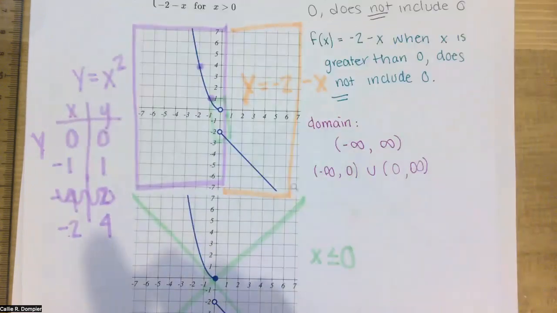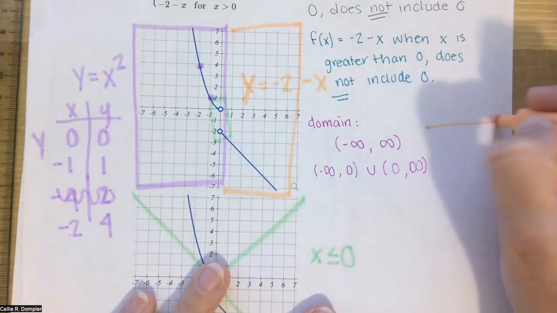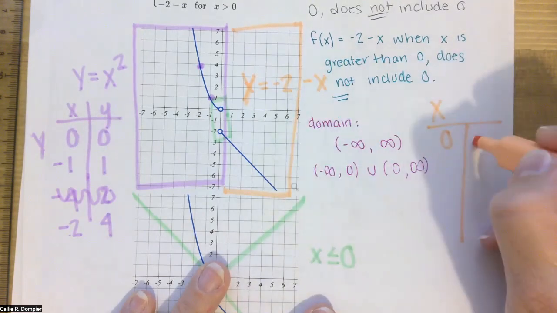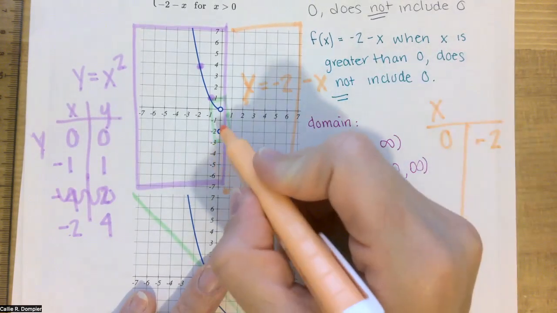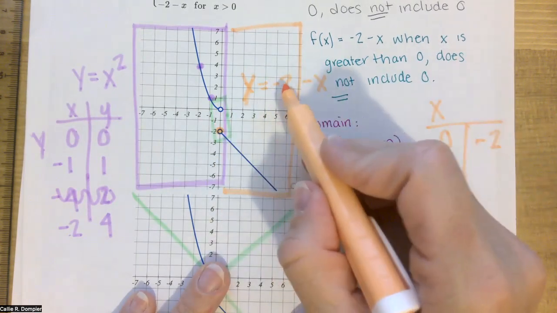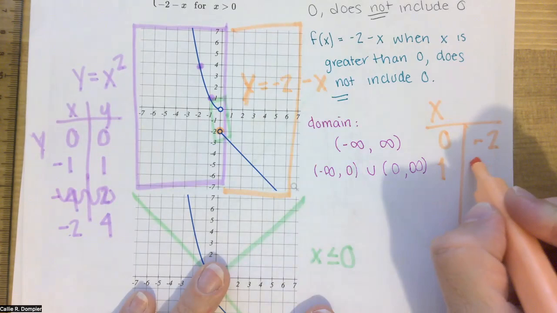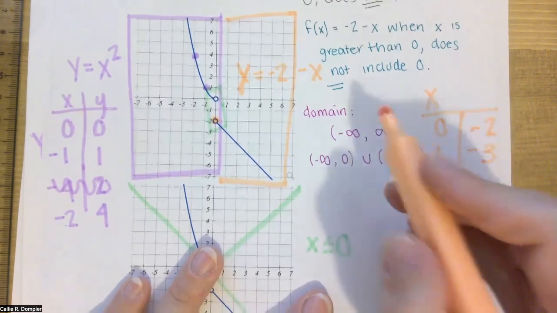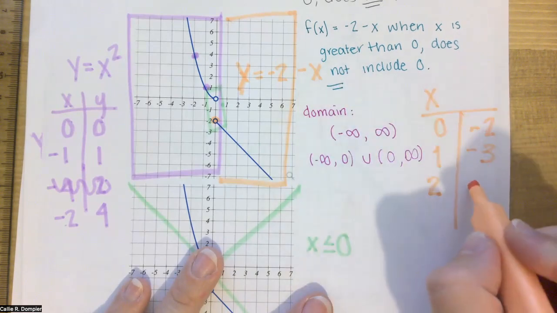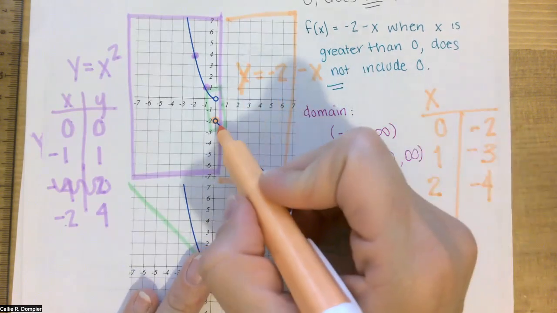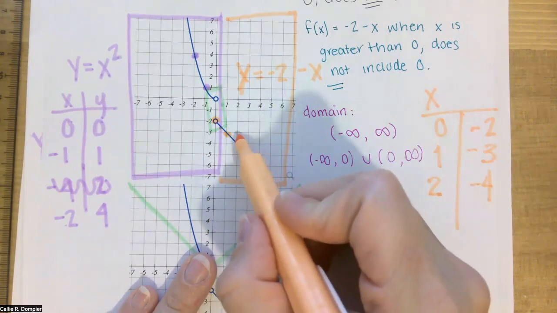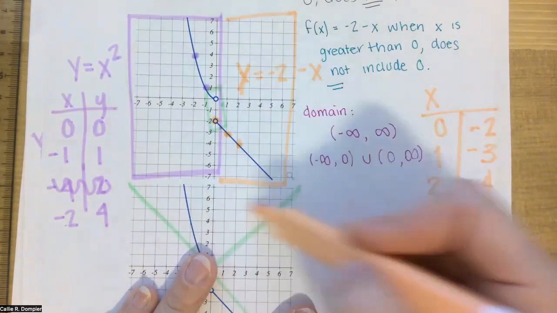We can do the same thing for the other side. Y equals -2 minus x. If x is 0, -2 minus 0 should be -2. So 0, -2, right there. Then 1: -2 minus 1 is -3. 2: -2 minus 2 is -4. We can find all of those points, right? 1, -3, 2, -4. So this one is true, okay?